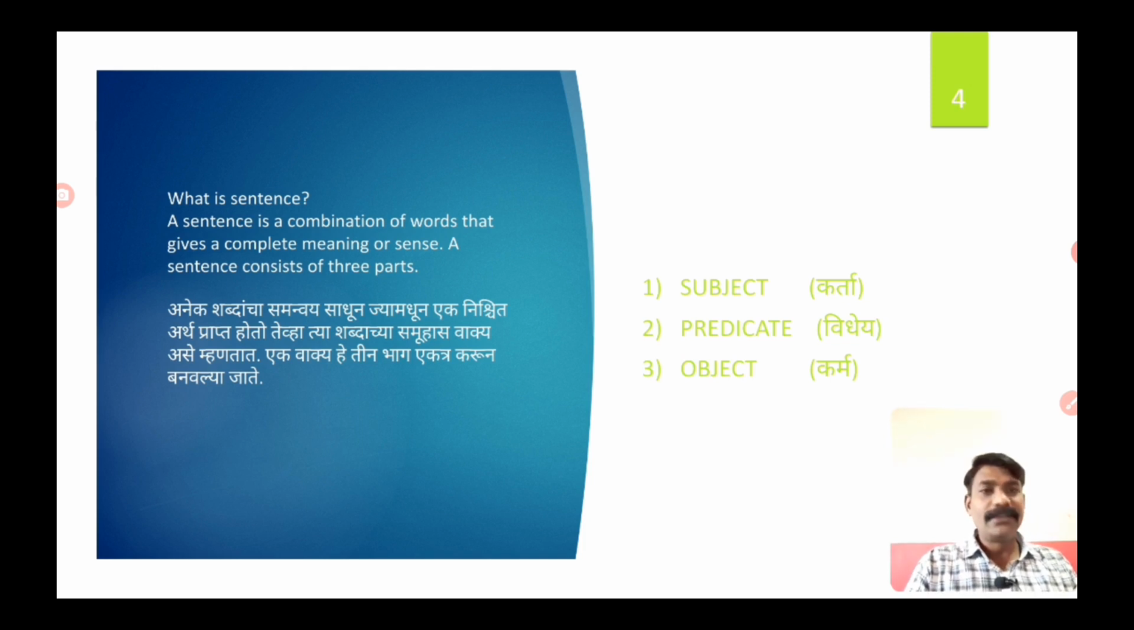But in grammatical terms or in the grammatical manner, we give different names to these words. And what are these three words? These three words are subject, predicate and object. In a simple sentence, in normal language, we call them three different words.